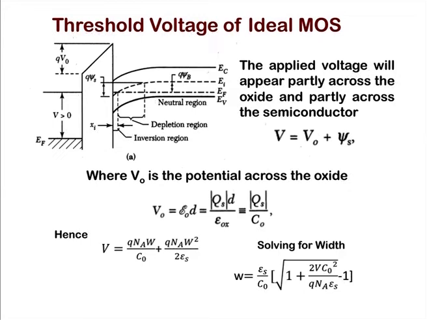So, the total charge is Q Na W and C0 is the capacitance of the oxide layer, and psi S, which we defined previously, is Q Na W square upon 2 epsilon s. If we solve this equation, we get the depletion width W equal to epsilon s upon C0 times the square root of 1 plus 2 V C0 square upon Q Na epsilon s, minus 1. By using this equation we can calculate the depletion width.